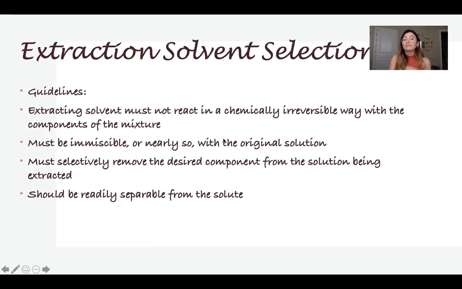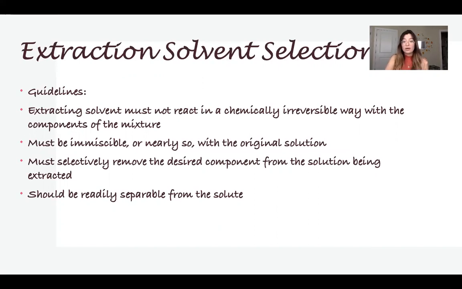Extraction solvent selection, super important. All of these are in your lab manual. I'm just going to go over some guidelines. The extracting solvent must not react in a chemically irreversible way with the components of the mixture. It must be immiscible with the original solution, should be readily separable from the solute, and it must readily remove the desired component from the solution being extracted. Now you can go over these in your lab manual because they're there. I just got them from your lab manual and put them on the PowerPoint because it is super important to know that solvent selection for extraction is very important, just like it was for recrystallization and just how it was for column chromatography.